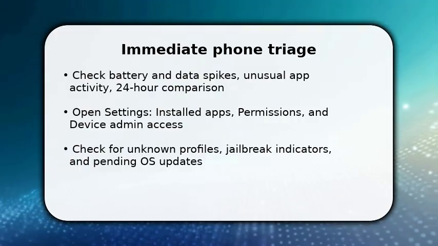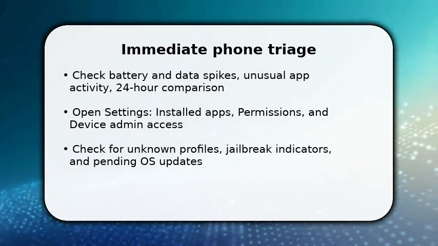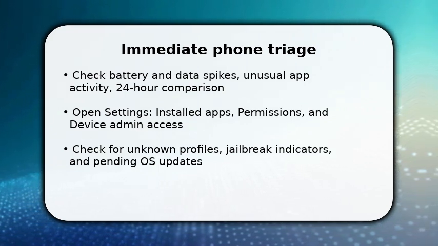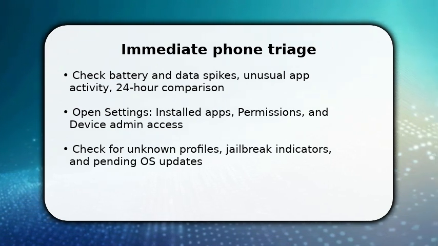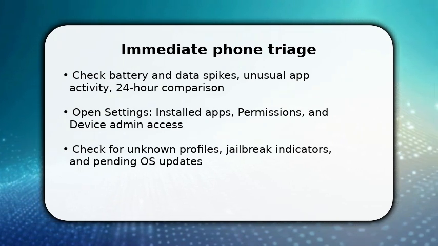You start now by triaging the device for signs that matter. First, look at battery and mobile data usage to spot sudden drains. Those reveal background spyware. Then open Settings and inspect installed apps and permissions. Revoke any admin or accessibility rights you don't recognize because malware often hides there.